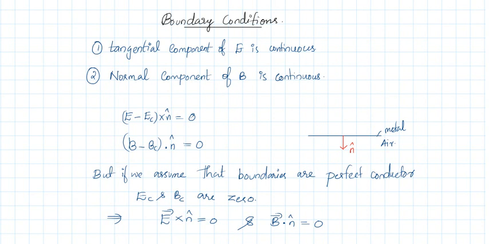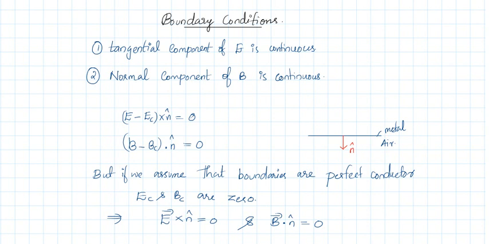What is the normal component? Normal component means a component in the direction of n cap. So you have to take the dot product. So B minus BC dot n cap equal to 0. That is the normal component of B. It is continuous means B dot n cap is equal to BC dot n cap. So I can write it as B minus BC dot n cap equal to 0, where B is the magnetic field in air, BC is the magnetic field in metal.